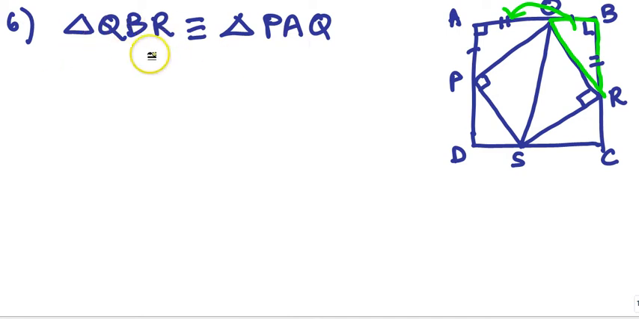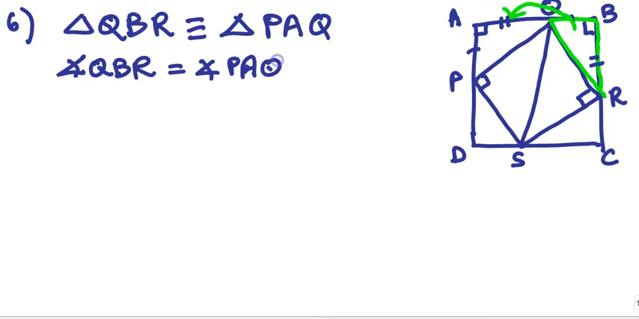First of all, if I want to use the RHS, I can prove the right angle. I know that angle QBR is equal to angle PAQ, which is equal to 90 degrees, right? This is given to us and this is our R. Now, how do we prove that the hypotenuse is the same?